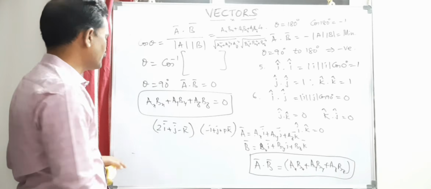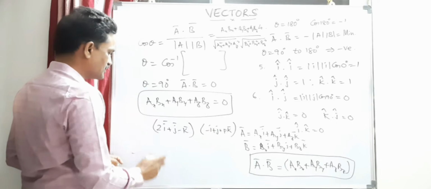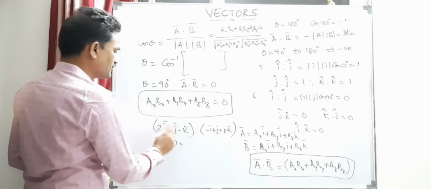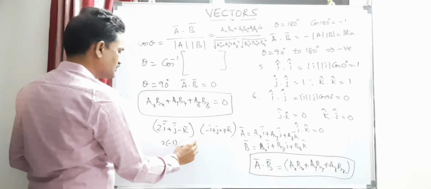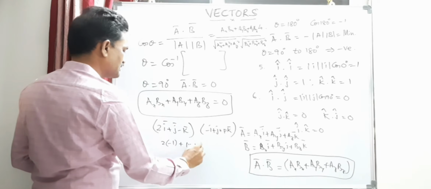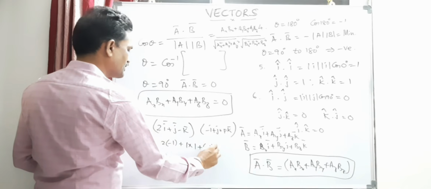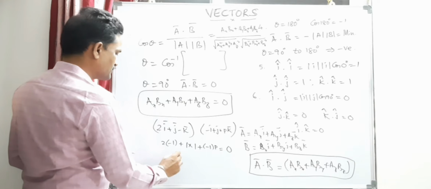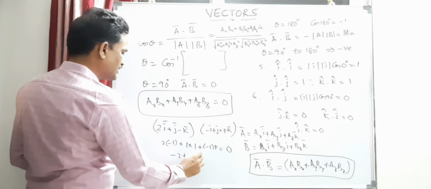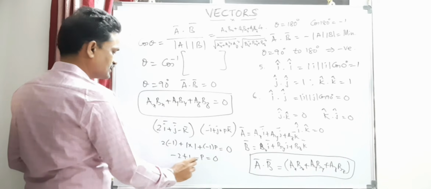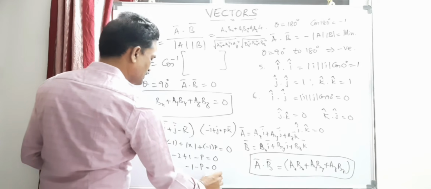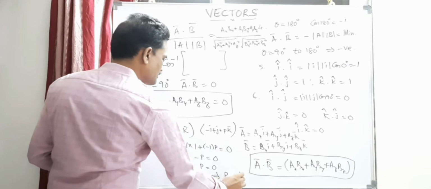So how to find out the value? Just multiply the coefficients. So 2 into minus 1, plus here the j coefficient is 1, here is also 1, so plus 1 into 1, plus here minus 1 into p. This is equal to 0 from this definition. So it becomes minus 2 plus 1 minus p is equal to 0. So this is minus 1 minus p is equal to 0. So it implies p is equal to minus 1.